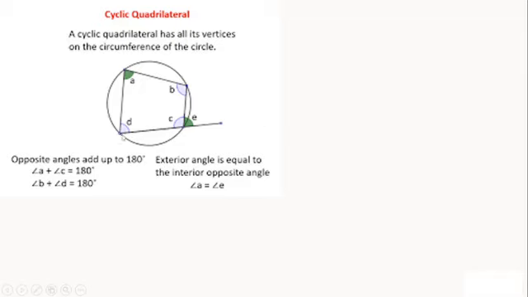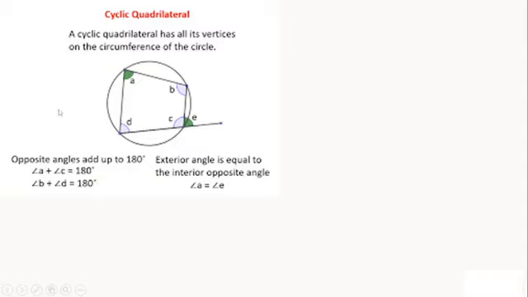So let us now look at another diagram. We are saying a cyclic quadrilateral has all its vertices on the circumference of the circle. This is the cyclic quadrilateral. Opposite angles add up to 180, which is what I've explained. So angle A is opposite to angle C. Angle A and angle C give us 180. Angle B and angle D also give us 180.